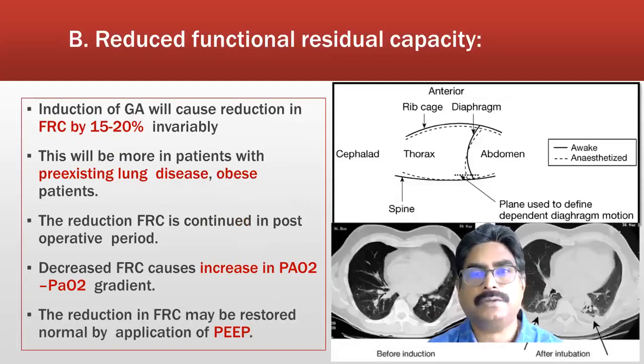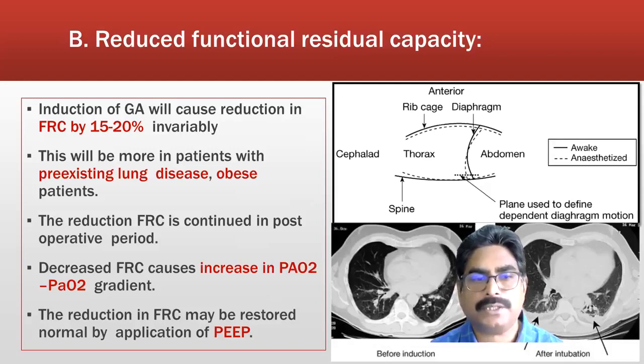So reduced functional residual capacity. In case of general anesthesia, there is always a reduction of 15 to 20% of the FRC. This is due to the muscle relaxant you are using and the patient's supine position. The diaphragm may go upward into the thorax, and compression of the basal alveoli causes basal atelectasis. It is more pronounced in patients with pre-existing lung disease and obese patients. And the FRC reduction may continue in the post-operative period also.